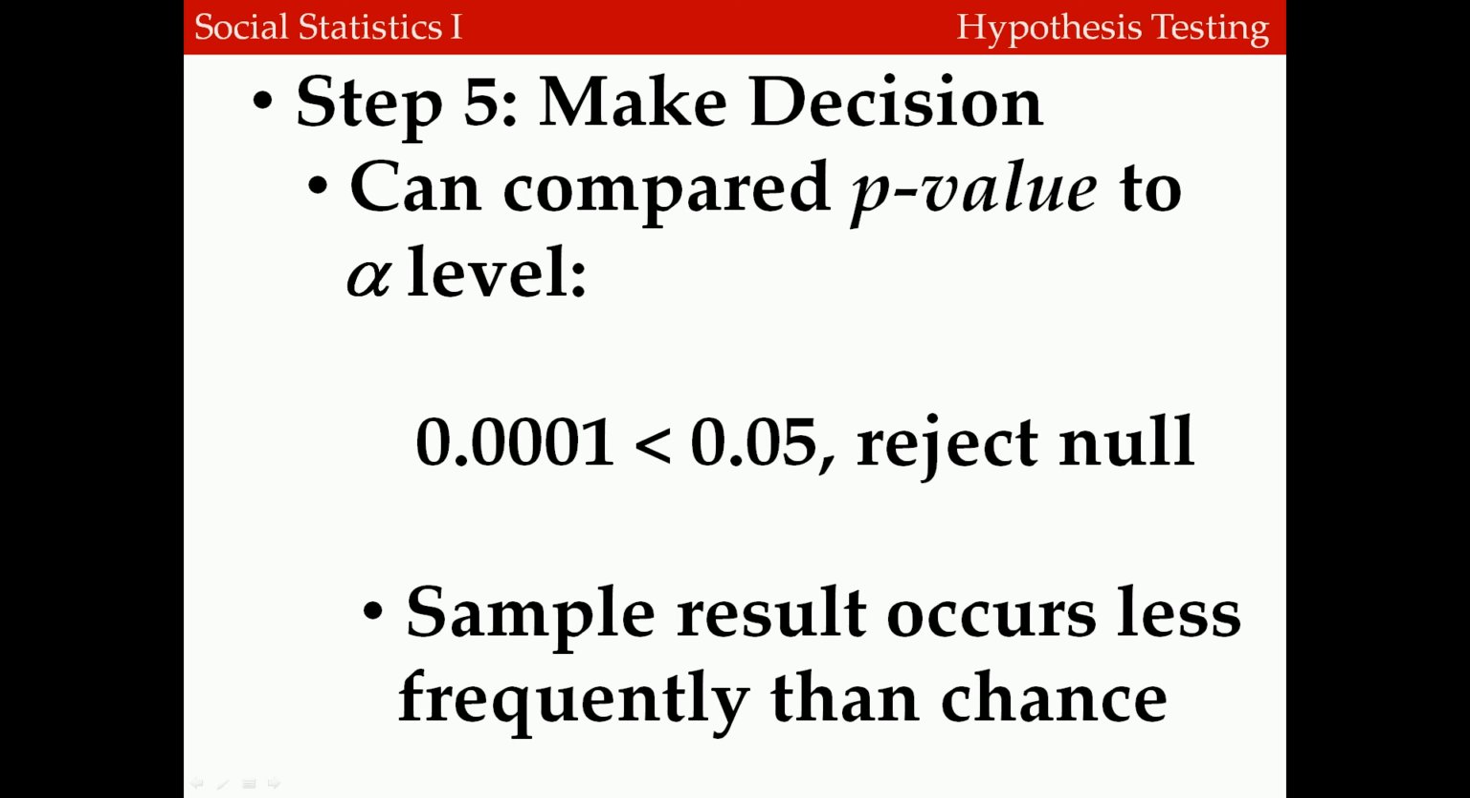So here our p-value is less than our alpha level, and so we can reject the null hypothesis. That means that this sample result is sufficiently unlikely, and so it seems that the null hypothesis is unlikely to be true.